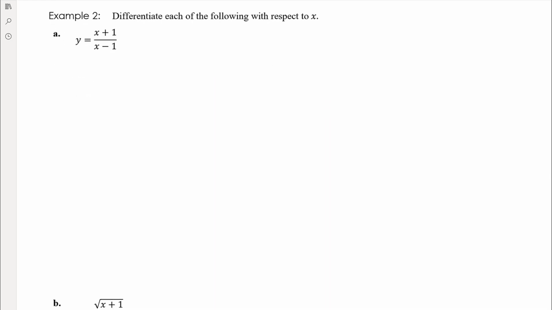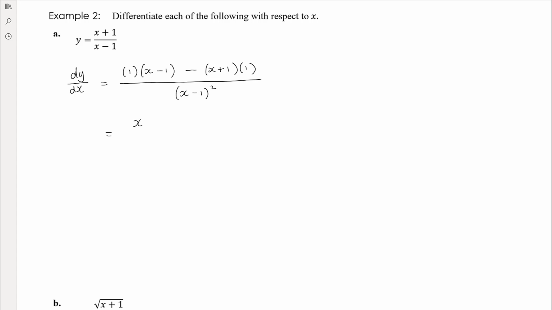Okay, so let's have a look at some examples here. Differentiate each of the following with respect to x. So we've got y equals x plus 1 over x minus 1, so a quotient of two linear functions, dy dx. We differentiate the numerator, which is 1. We leave the denominator as it is. We subtract. We leave the numerator as it is. And we differentiate the denominator. And then we have all of that over the denominator squared.